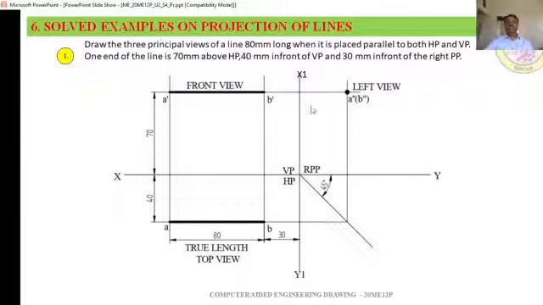Remember, only the front view, top view and side view should be made dark, and all other projectors, XY line, X1 Y1 line, horizontal and vertical projectors and this line should be shown as thin line, continuous thin line. And dimension it in the aligned system later. And you name these views: front view, and this is the top view, both are in true length, and this is the left view.